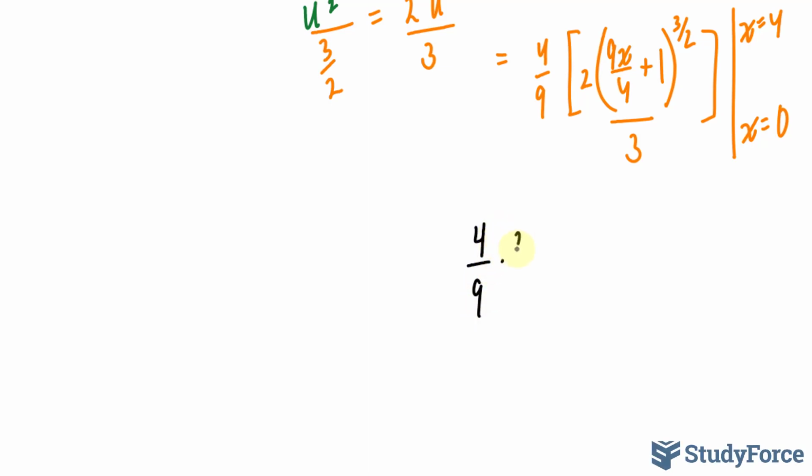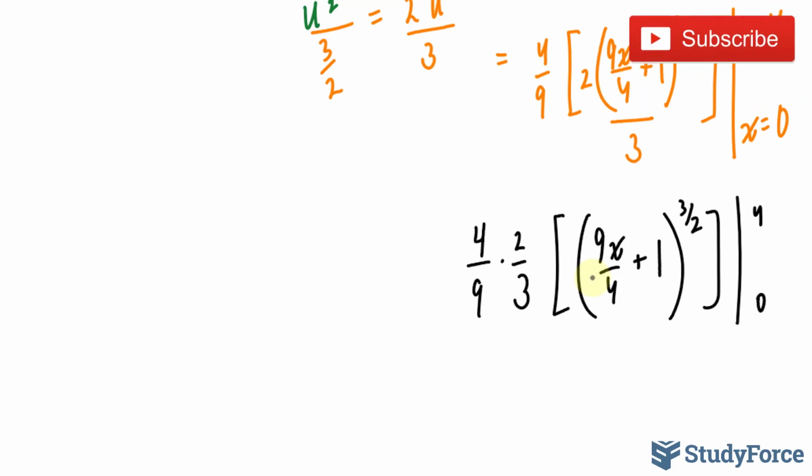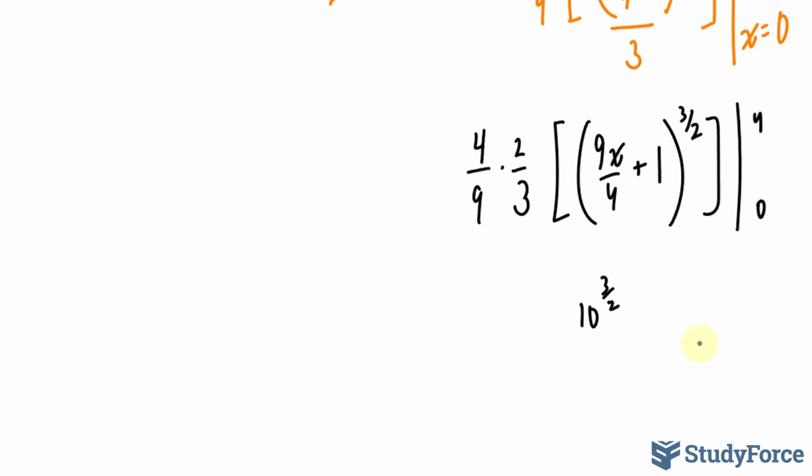So 4 over 9 times 2 over 3 times 9x over 4 plus 1 to the power of 3 over 2. And so we'll only evaluate this part at 4 and 0. Let's start at 4. 9 times 4 over 4 is 9. 9 plus 1 is 10. 10 to the power of 3 over 2. This part becomes 8 over 27. Minus, now inputting 0 into here, this becomes 0. 0 plus 1 is 1. 1 to the power of anything is 1.